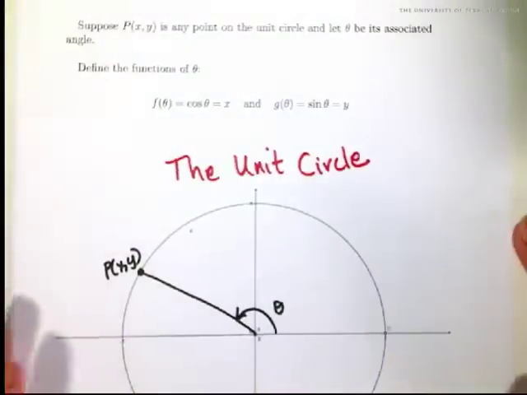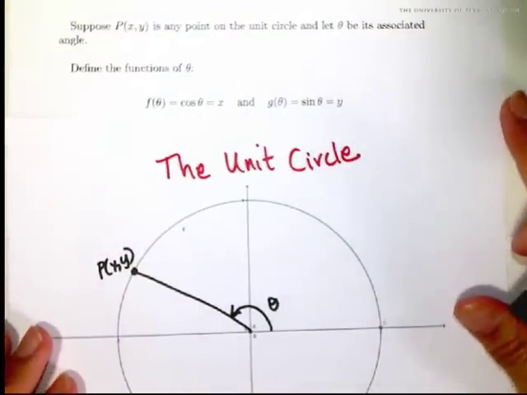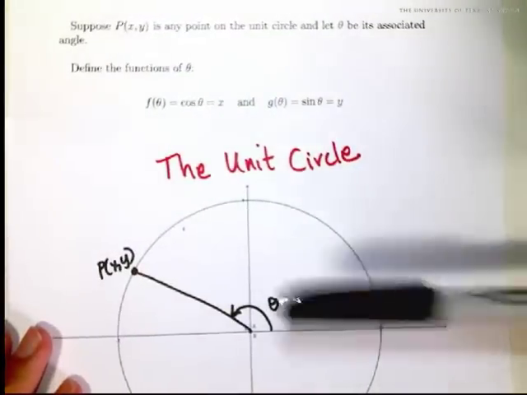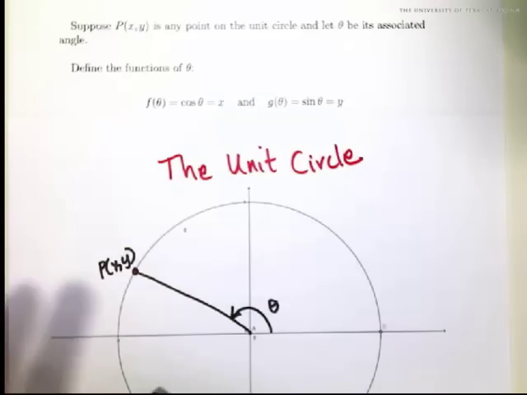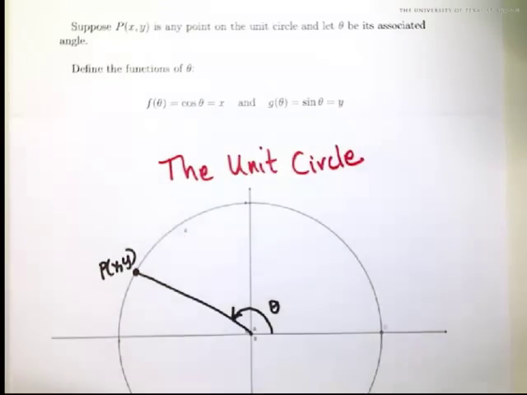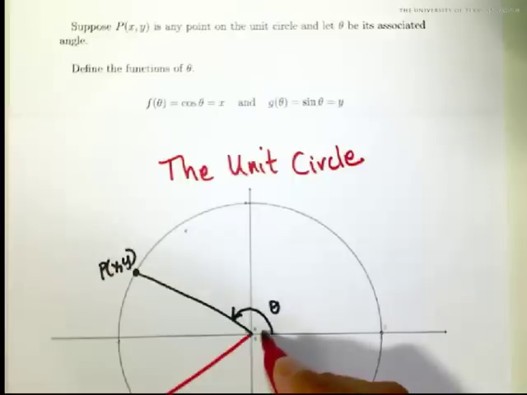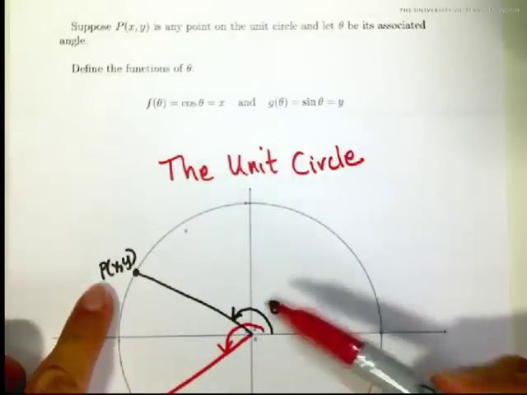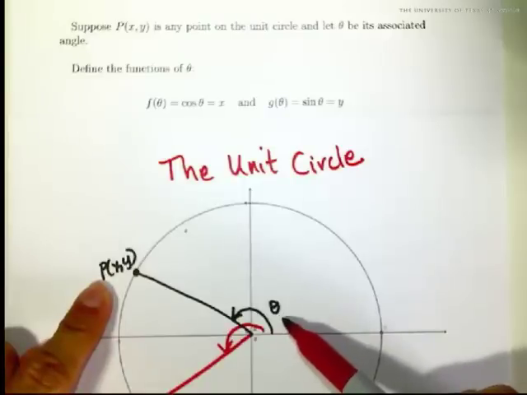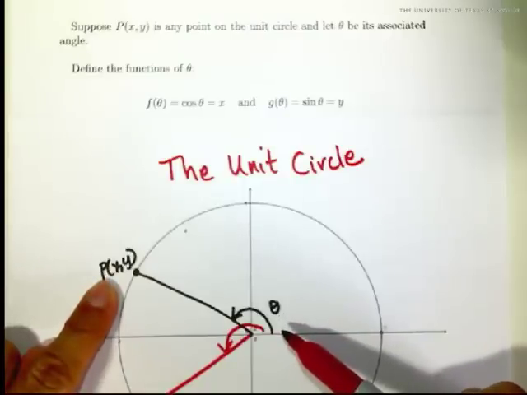So, let's suppose that P is any point on the unit circle. So I placed it here. And let's let theta be the associated angle. So, given any point that I draw on the unit circle, let's draw another one. We could look at this point right here, Q. It would have a different angle.